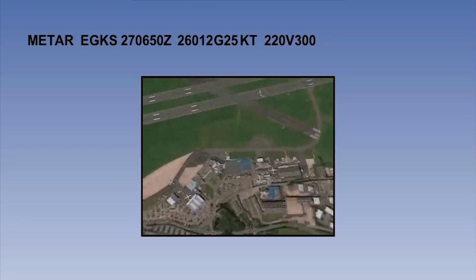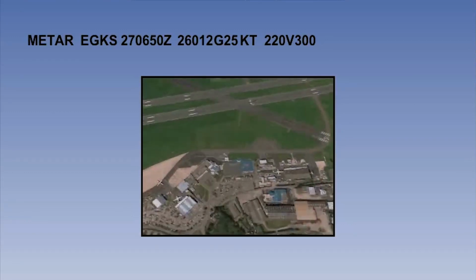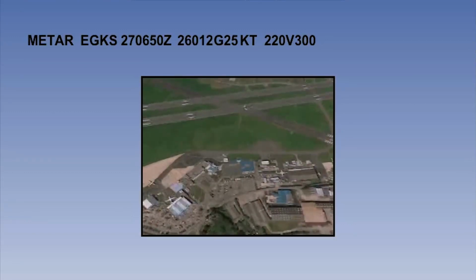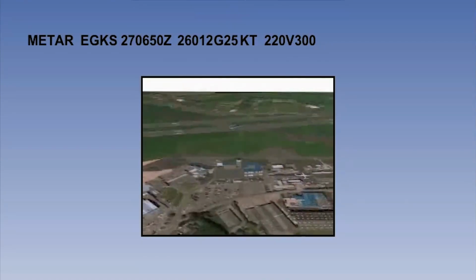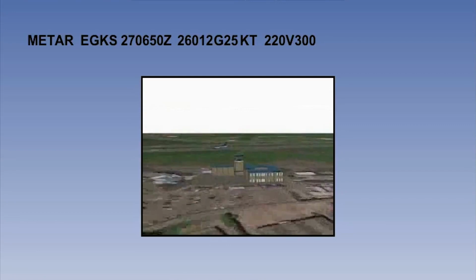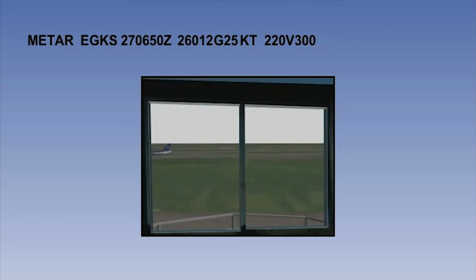Visibility in the METAR is represented by the next group. In the METAR, the visibility reported is the prevailing visibility. Prevailing visibility is the visibility value that is within at least half the horizon circle or within at least half of the surface of the aerodrome.